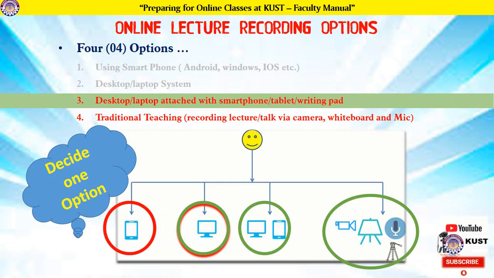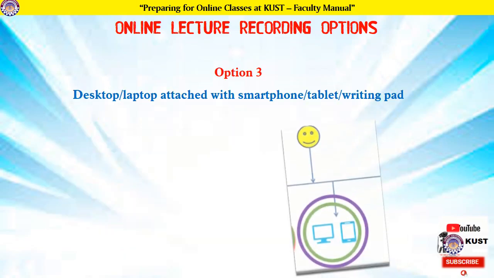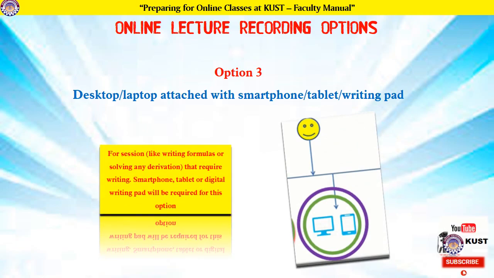We have already discussed recording through a smartphone. We've discussed recording through your laptop. Now we'll be discussing how your system, desktop and laptop, will be connected with a smartphone or tablet, and how to do that. That is needed for those sessions in which you require writing something, you want to solve any problem, you want to derive some derivations, you want to draw some figures, or you want to explain any figure. So this option 3 is used for those purposes.